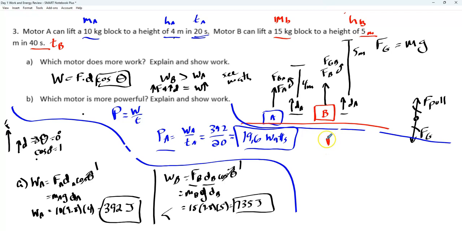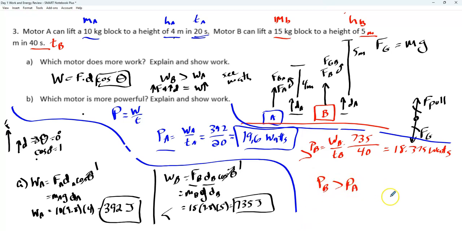For the power of B, we're going to take the work, which is 735, and the time is 40 seconds this time. So I skipped a step. Let me write that out. So power B is work B over time B. If you put that in your calculator, you're going to get a value of 18.375 watts. So again, comparing them, the power of A is greater than the power of B because it does work more quickly. That's essentially the thing.